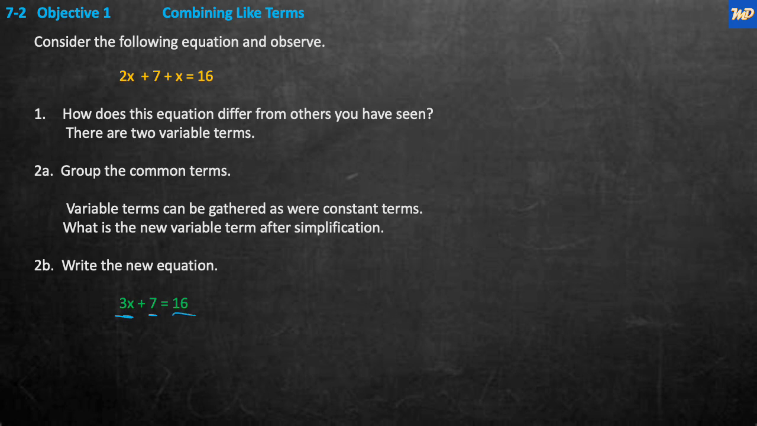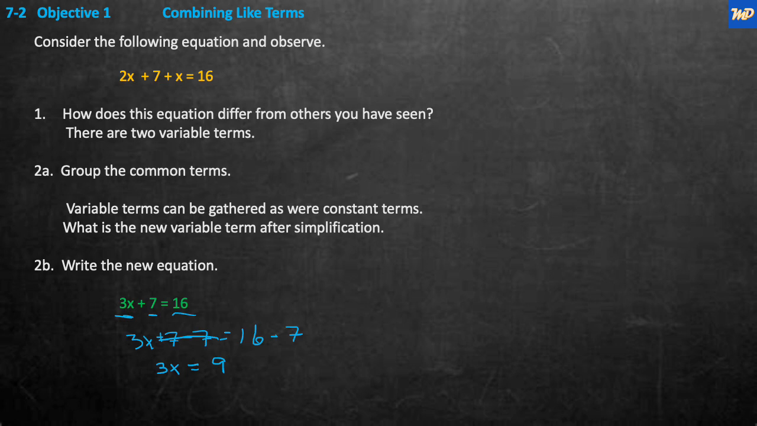If we're going to solve this problem, we're going to eventually take the 3x, and we're going to add 7, that's the plus 7, and we're going to subtract 7 to undo it, and we're going to have 16, and we're going to have minus 7, undoing it. So now we're going to have 3x, the 7s are going to disappear, they cancel each other out, is equal to 16 minus 7, which is 9.